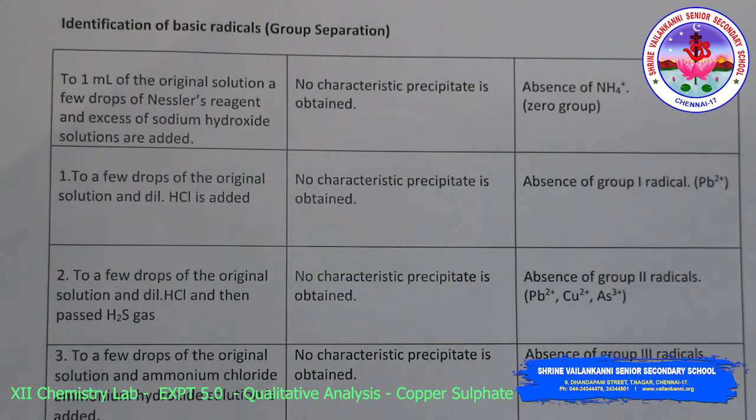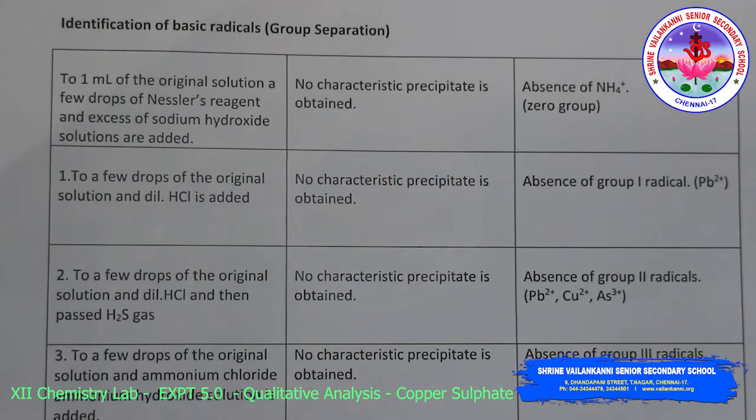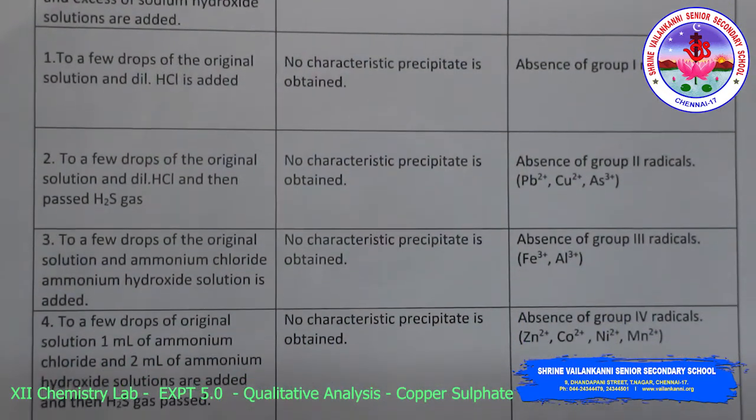Then for the first group radicals, add dilute HCl to the original solution. No characteristic precipitate, so the first group radicals are absent. Then take a few drops of original solution with dilute HCl and pass hydrogen sulfide gas. No characteristic precipitate is obtained, so lead, copper, and As3+ are absent.